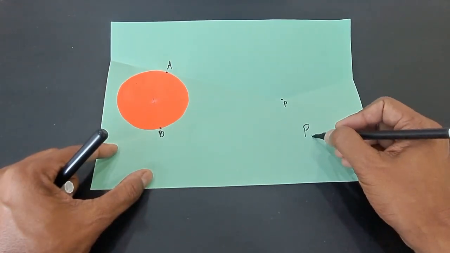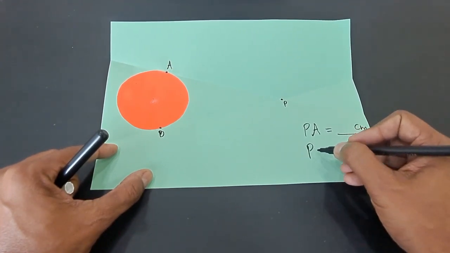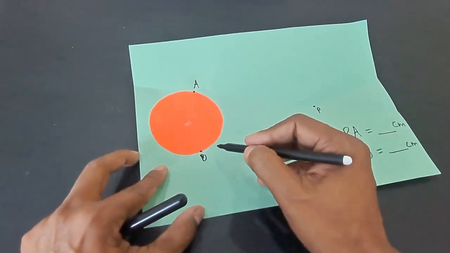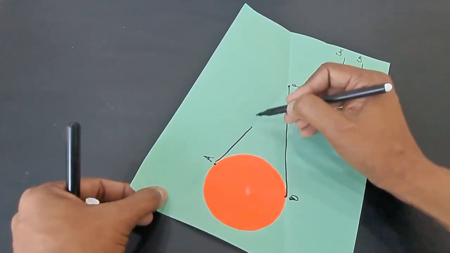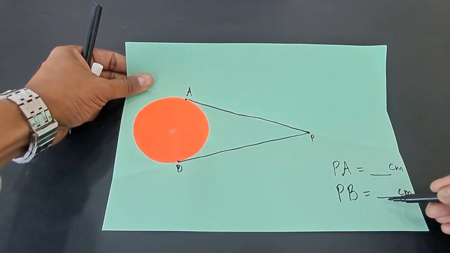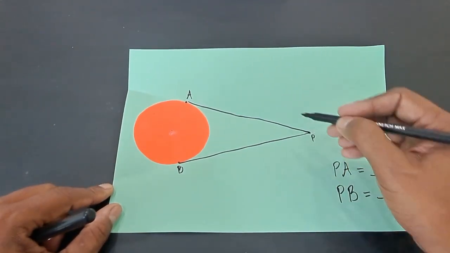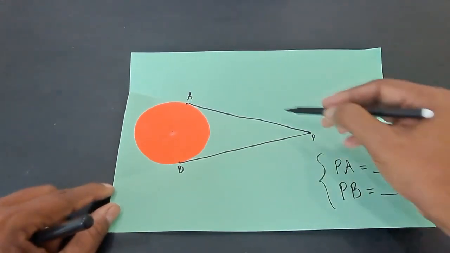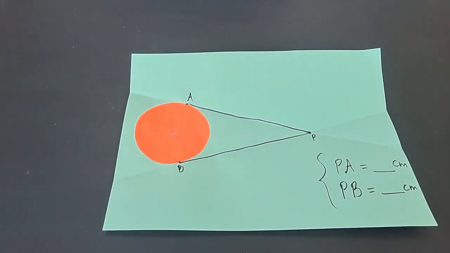Measure the length from P to A in centimeters and measure the length from P to B in centimeters. You will find that these two lengths, that is from B to P like this and from A to P like this, are exactly equal, and these two are actually the tangents drawn from the external point P to the circle. Hence, it is proved that the length of tangents drawn from an external point to a circle are equal in length, which completes our activity.